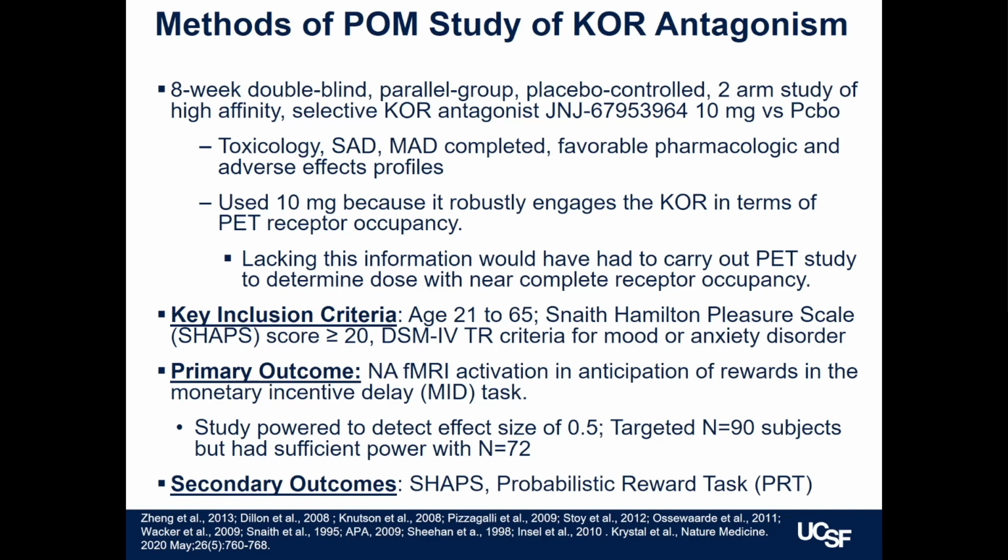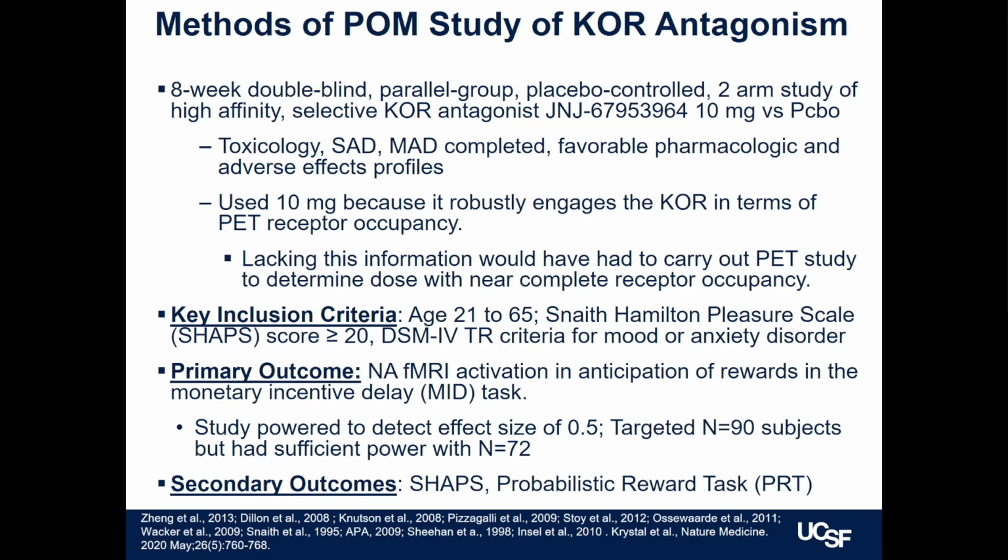And it turns out that the 10 milligram dose had already been established to have robust binding at the kappa opioid receptor. At trough, it was 90% occupying the kappa opioid receptor. That's what you want. That means this dose engages the receptor. We know it will. There'll be no doubt about it. And then we do a proof of mechanism study that tests, when you engage the receptor, does it do what you expected it to do in the brain? If we didn't have that PET information, we would have had to do a PET study, because otherwise you can't be confident that your proof of mechanism study will actually address the question.